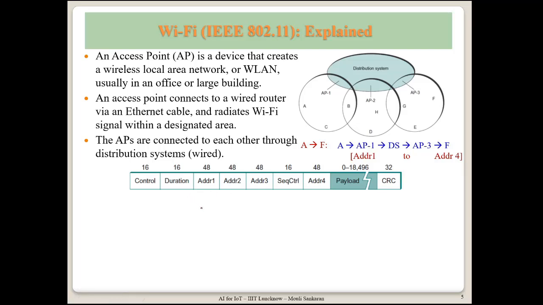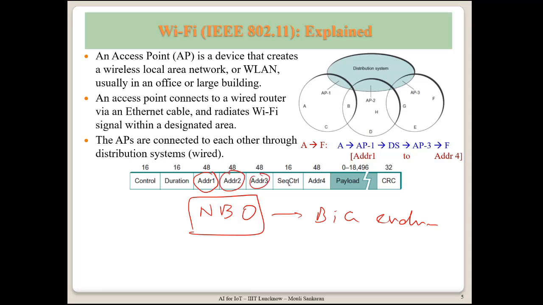Now, if you remember the network byte order we discussed earlier, we said that it is big endian. That's why address 1 is given first, and then address 2, then 3 and 4. Because when A is communicating to F, who receives it first? AP1 receives the packet first, and it needs to know to which address it is supposed to send, which is the data, this distribution system.